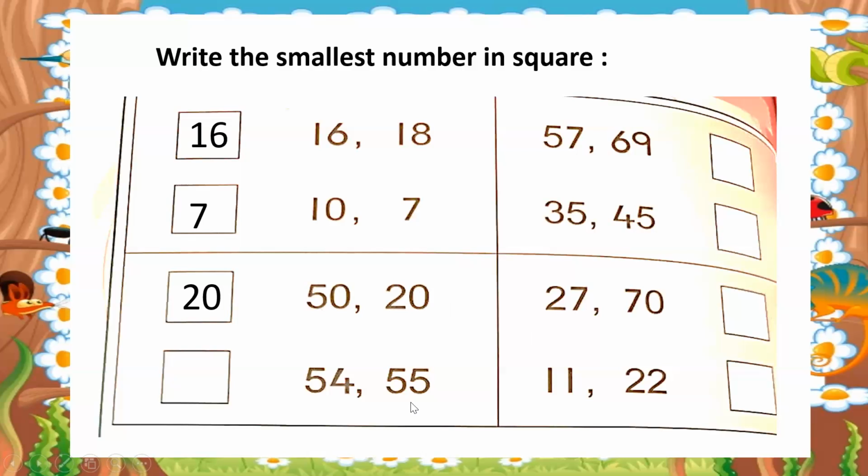Now 55 and 54. Here, look at the tens. 5 means 50 and 50, both are the same. Now we will look at the ones. When both are the same, then we go to the ones, 4 and 5. Here 4 is small. So we are going to take 54 as the smallest, while 55 is the biggest. So write 54. Now 57 and 69. We will look at the tens. 6 is big, 5 is small. So we are going to consider 57 the smallest.